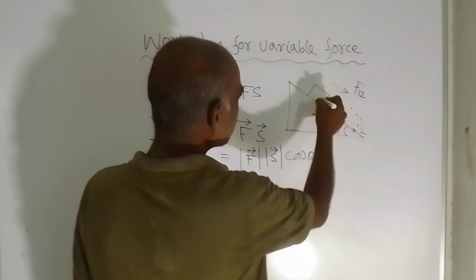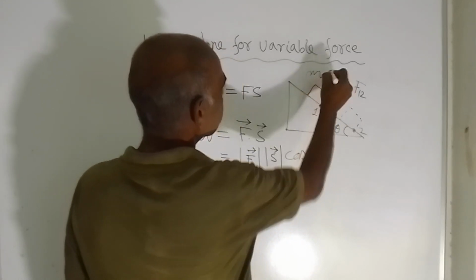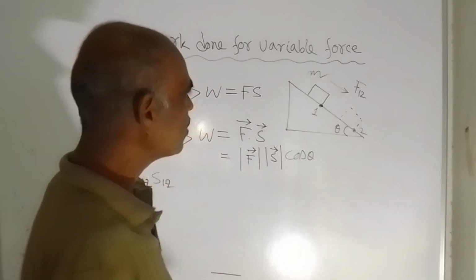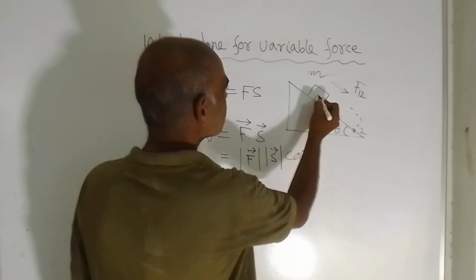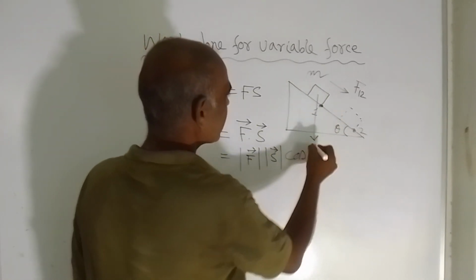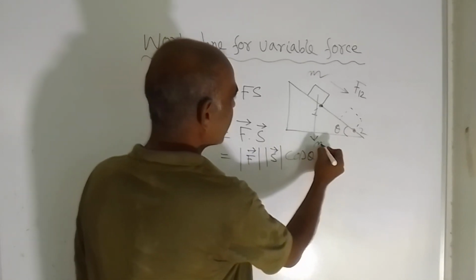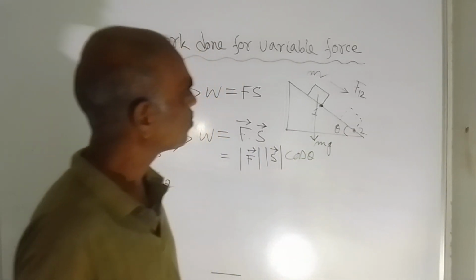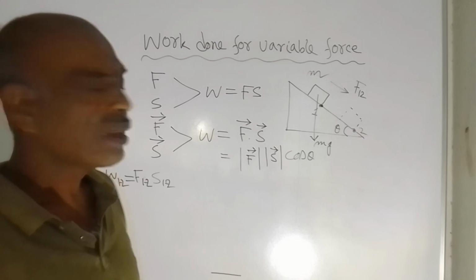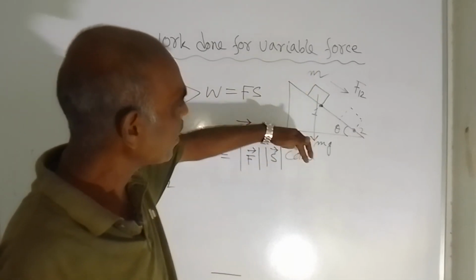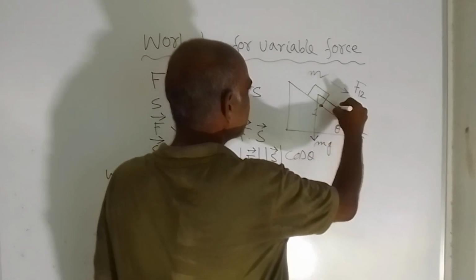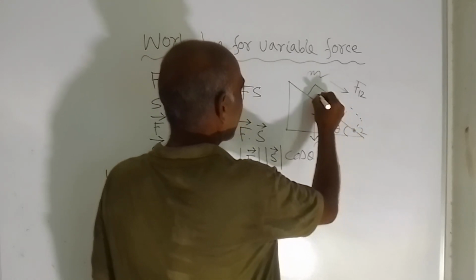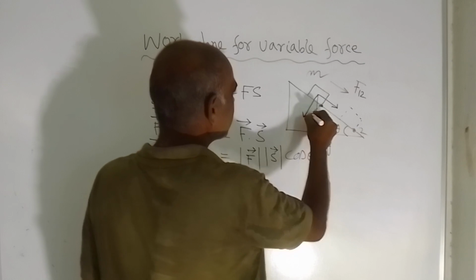Suppose mass of this block, this is M. Mass of the block is M. Then what is the weight of the block? That is equal to mg. That will be acting in the vertically downward direction. That is the weight. Now you have to resolve this weight mg into two components. One along the inclined plane and another perpendicular to the inclined plane.